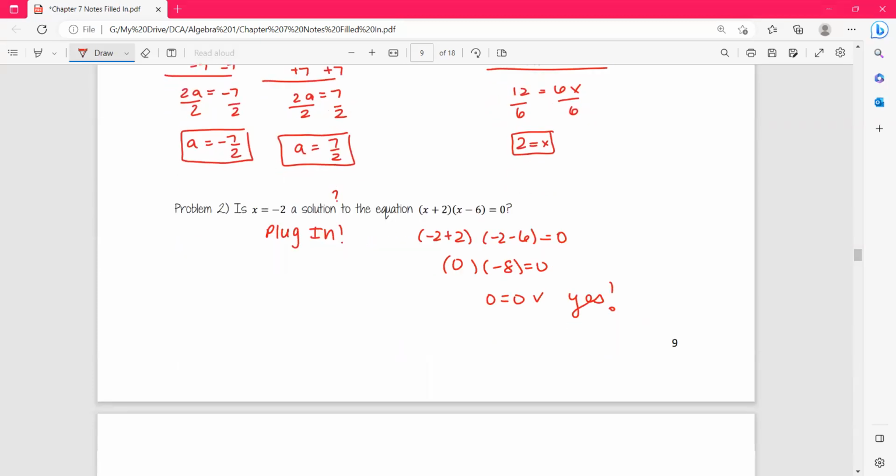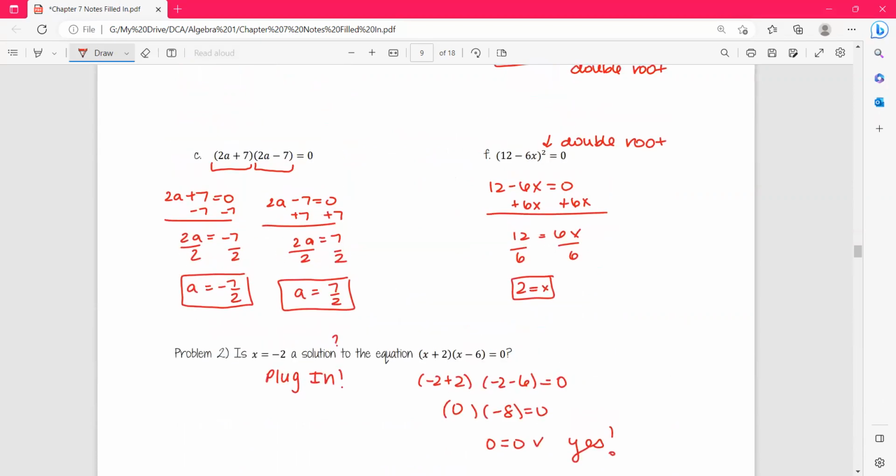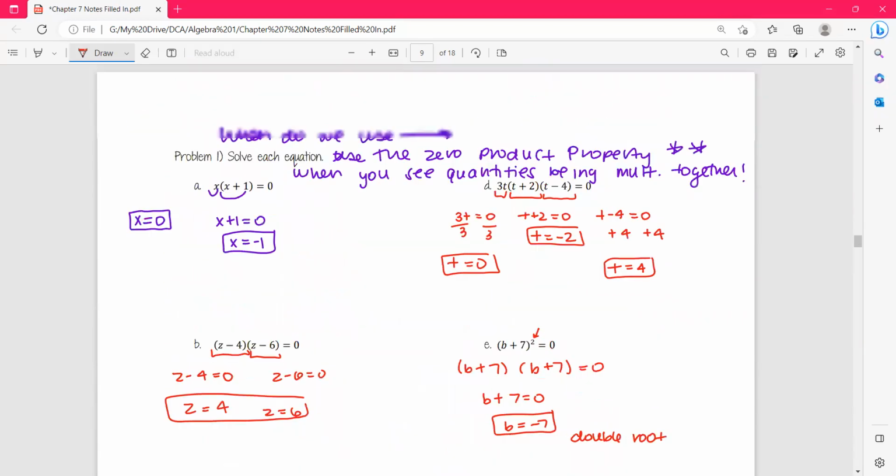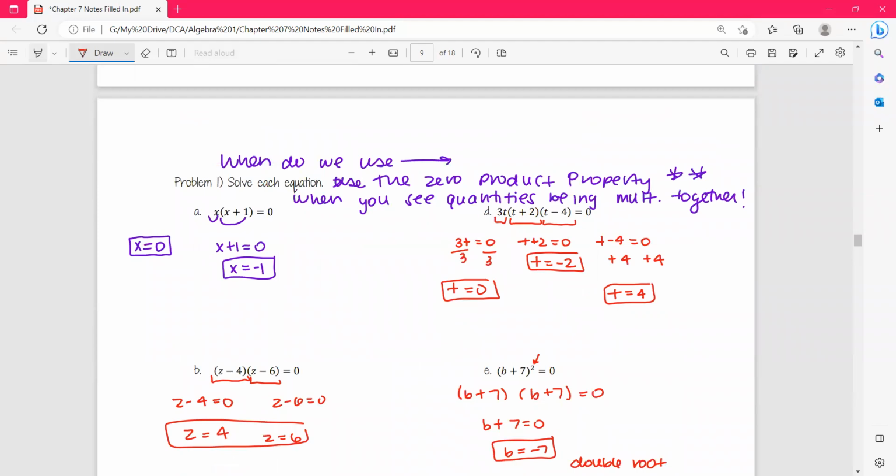Amazing job, guys. This is that section 7.5. Mostly the section is about using that zero product property. Okay, it's really important that we master this skill. It's how we solve quadratic equations. Okay, good job, guys.